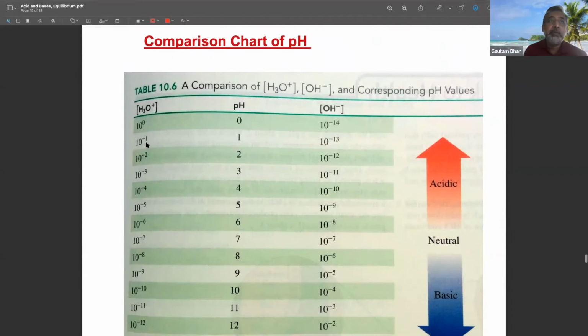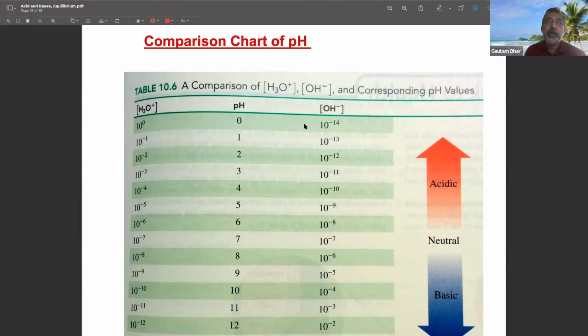Now, if you look at this chart here, this is what you get. If H3O plus is 10 to the power 0, pH is 0, because you take a log, and log 1 is 0. And the concentration of OH minus is 10 to the minus 14. If you multiply H3O plus and OH minus, these two columns, the first column and the third column, it will always be 10 to the minus 14. The powers add up, right?